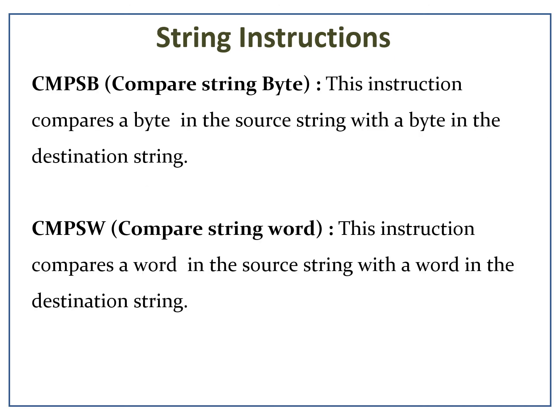Now string related instructions. CMPSB, compare string byte. This instruction compares the byte in the source string with a byte in the destination string. Next instruction is CMPSW, compare string word. This instruction compares a word in the source string with a word in the destination string. So byte means 8-bit and word means 16-bit.